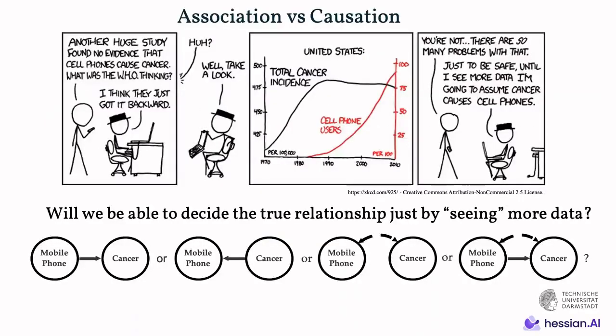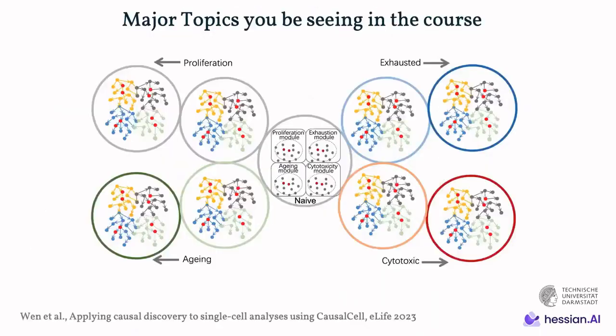Again, association versus causation. I think I bored you enough about this. So yeah, the major topics that we'll be seeing in the course. Suppose you are given some data and you want to find out the inherent causal relationship between variables in the data, right? That's called causal discovery. You want to discover causal relationships between different variables.